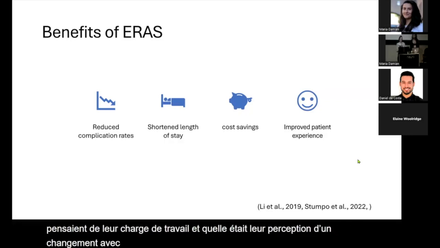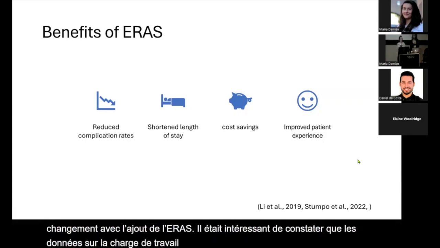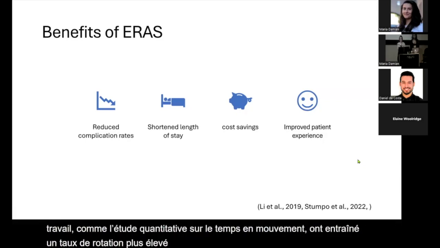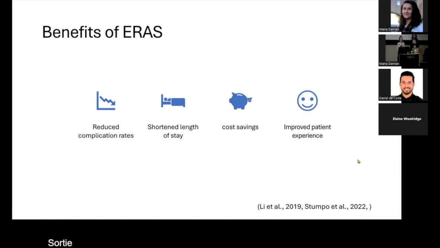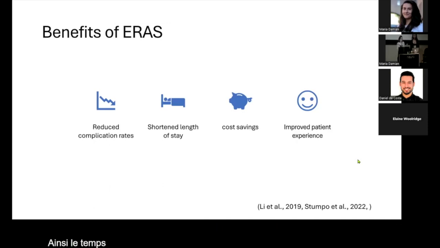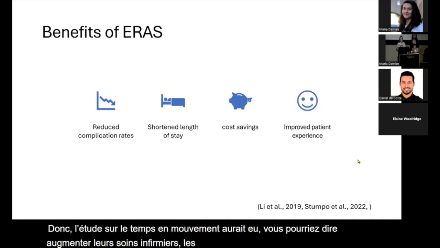It was interesting that the workload data, the quantitative time and motion study, actually showed that there was a higher turnover of patients on the unit because they were more successful in discharging patients quickly, and they were actually doing more tasks with patients. So the time and motion study would have, you might say, increased the nursing workload. However, actually nurses' perceptions were that it decreased their workload.